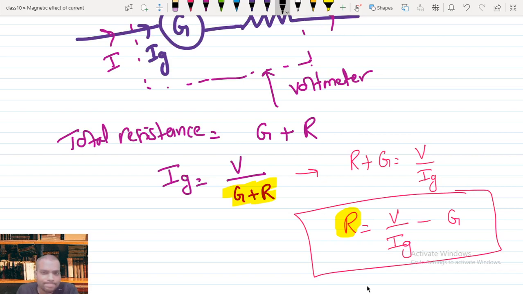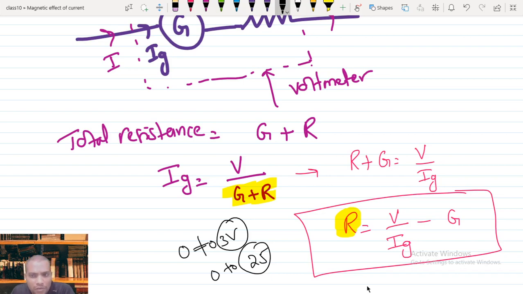Suppose I want to convert a galvanometer to a range of 0 to 3 volt. Here in the place of V you need to substitute 3. Or you want to convert a galvanometer to 0 to 25 volt. In that case, your voltmeter range equals 25. So two things we need to know. One is at what range of the voltmeter you are going to convert. According to that, the series resistance value will change.